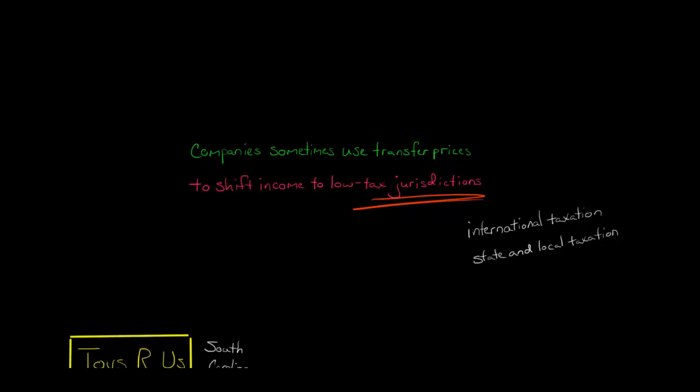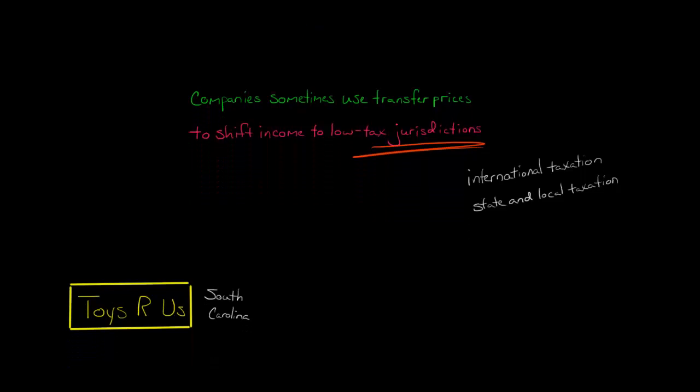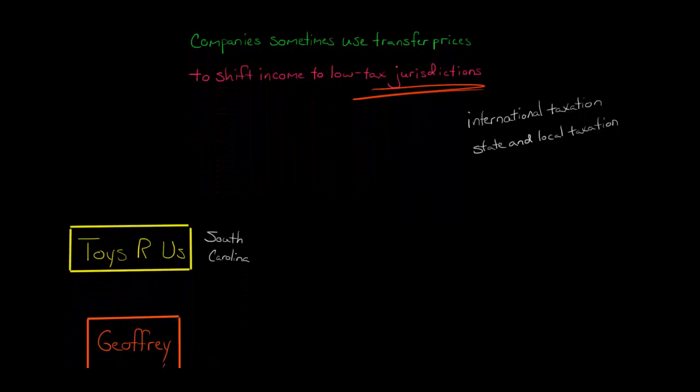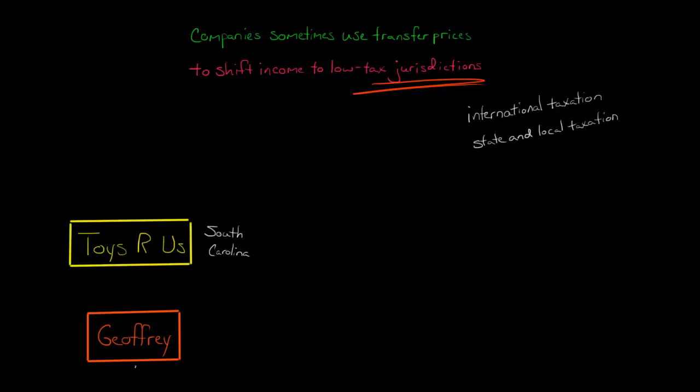I'll walk you through a real-life legal case from the United States that had to do with state and local taxation. We have 50 states in the U.S., and this case dealt with South Carolina and the shifting of income. It involved a toy company called Toys R Us, which was very popular in the 1980s in the U.S., and that's when this legal case took place. Toys R Us had multiple locations in South Carolina, and they were expected to pay corporate income tax. So they had to pay state income tax.